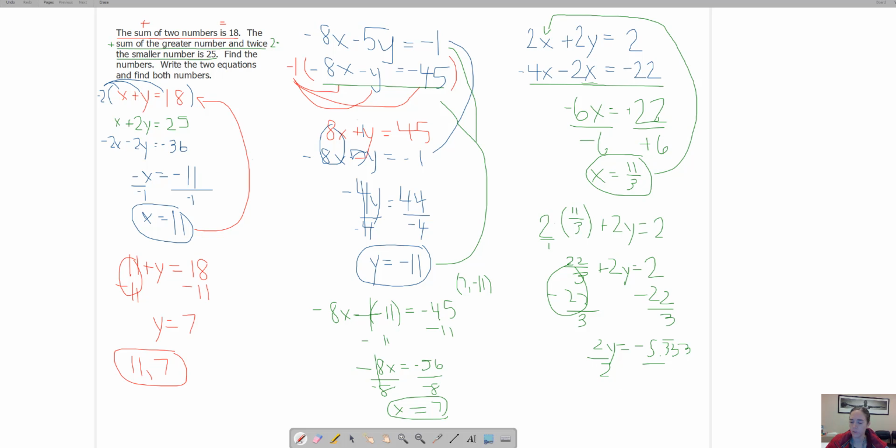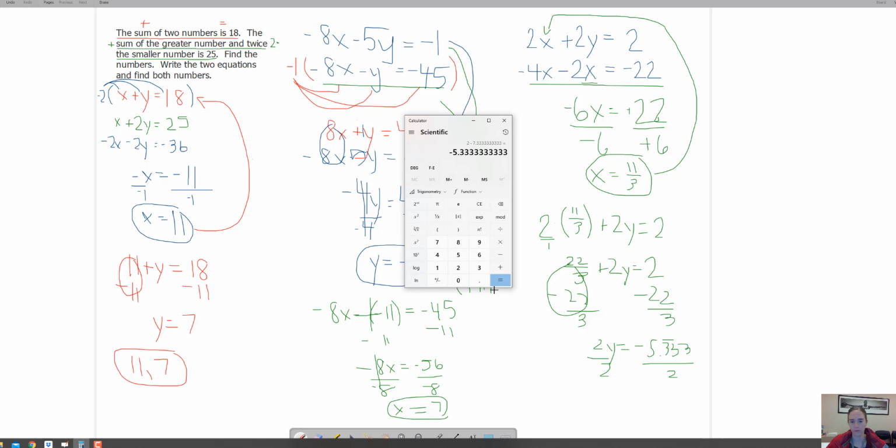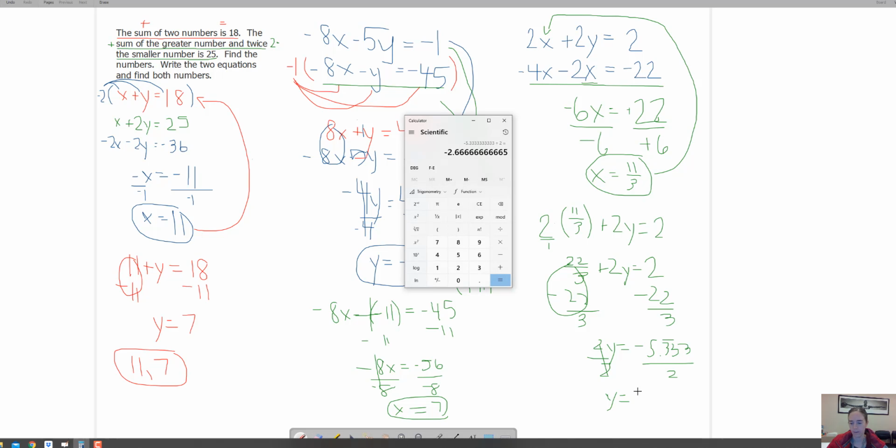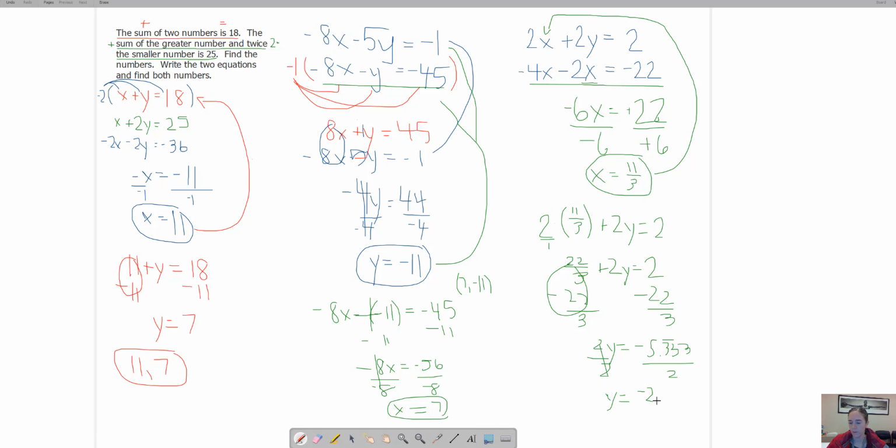Then I'm going to have to divide by 2. So back to my calculator. I just have to take that number and divide it by 2. And that equals, okay, so it's negative 2.6 repeating. So that's going to be y equals, make sure I don't lie, negative 2.6 repeating, okay, which would also be negative 2 2/3. So you could also do it that way, but okay.